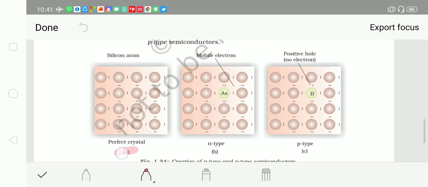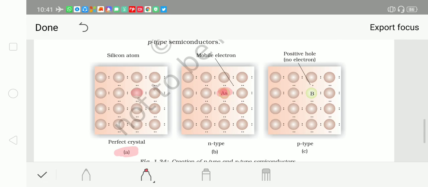So this diagram A is of a pure silicon atom, a perfect crystal, a 14 group element. It means tetravalency is there, and for example, if you are considering this element, 1 2 3 4 electrons are of this particular silicon, and 4 other electrons from the other silicon atoms. And if you are adding an electron rich impurity, for example, a 15 group element is added here as impurity, for example arsenic is a 15 group element.